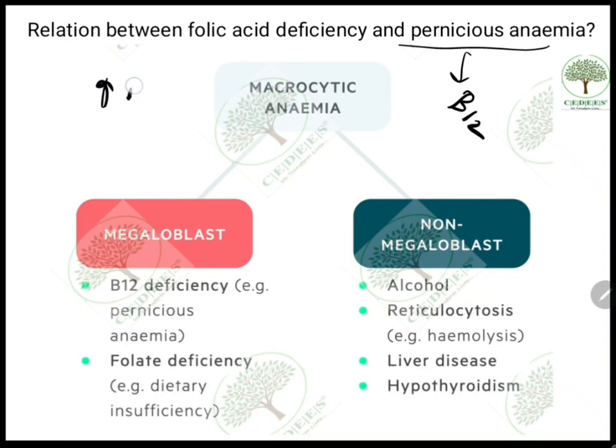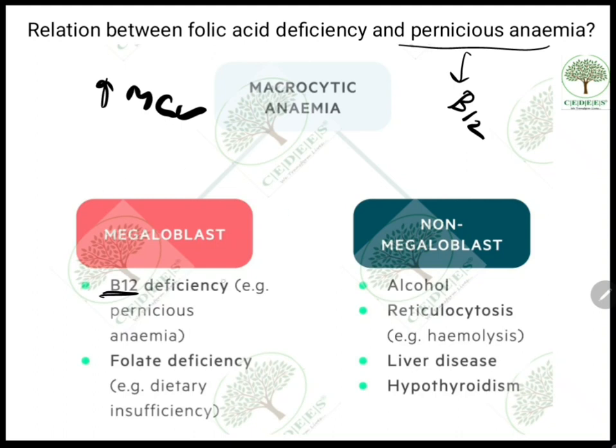In this we'll have increased MCV in both, and in the megaloblastic type, they'll have characteristic cells, which are immature RBCs with hypersegmented neutrophils and containing a nucleus. A mature RBC should not contain a nucleus. So these are immature RBCs, or megaloblasts. In this type of anemia, there are two causes: B12 deficiency, which is pernicious anemia, and folate deficiency. Similarly, we have the non-megaloblastic type, which can be due to systemic conditions or alcohol intake.